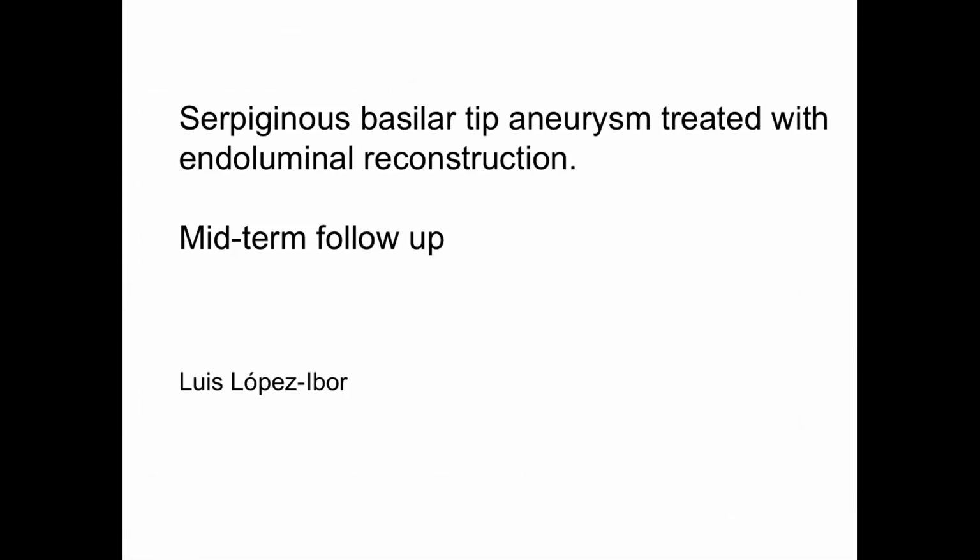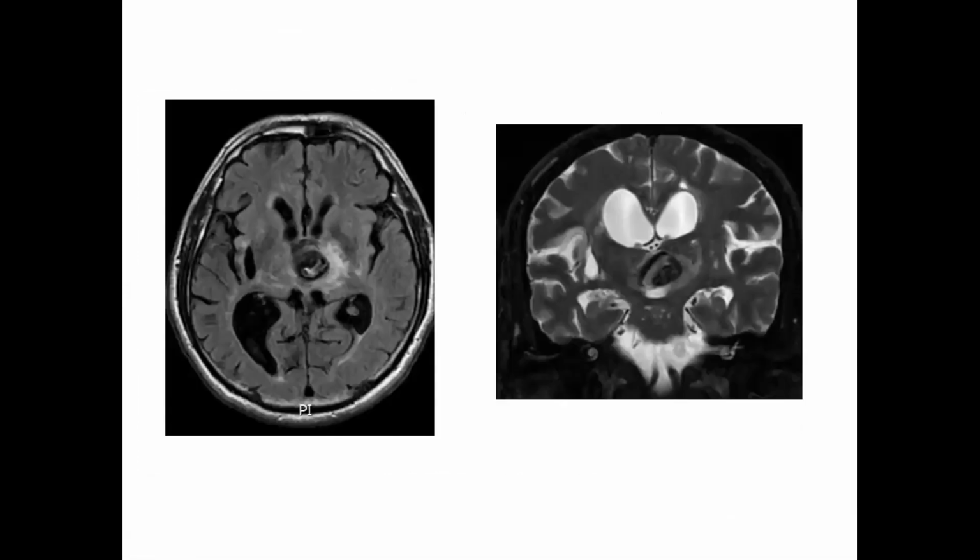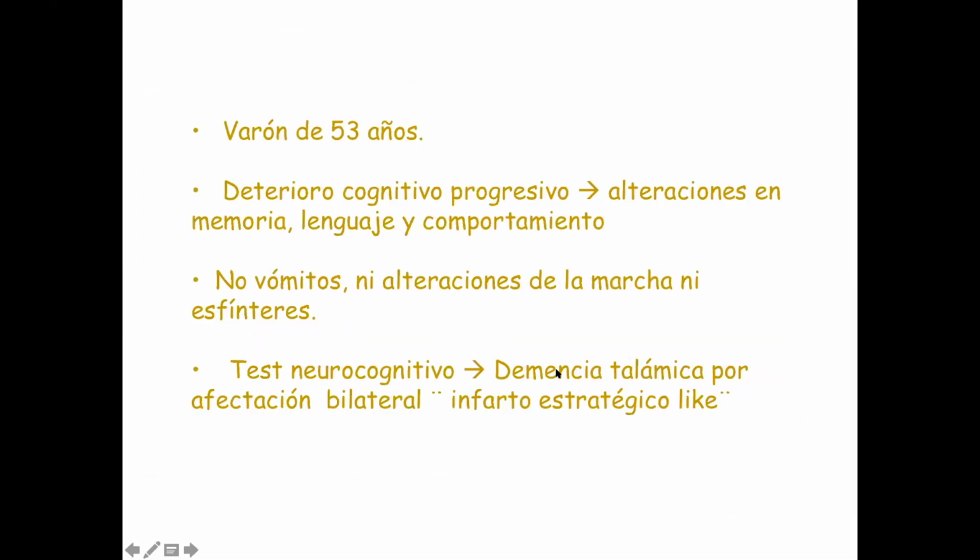Another case is presented from the past 3 weeks: a vertebrobasilar aneurysm with mass effect in the thalamo-mesencephalic region, with gliosis and partial thrombus. The patient has thalamic dementia and progressive dementia, with trouble in speech and memory.